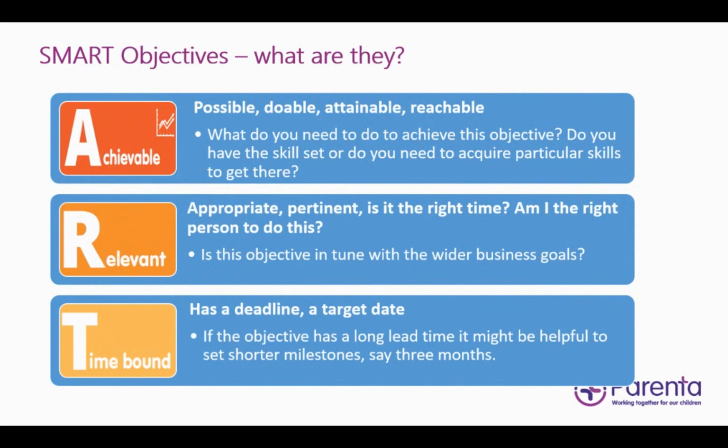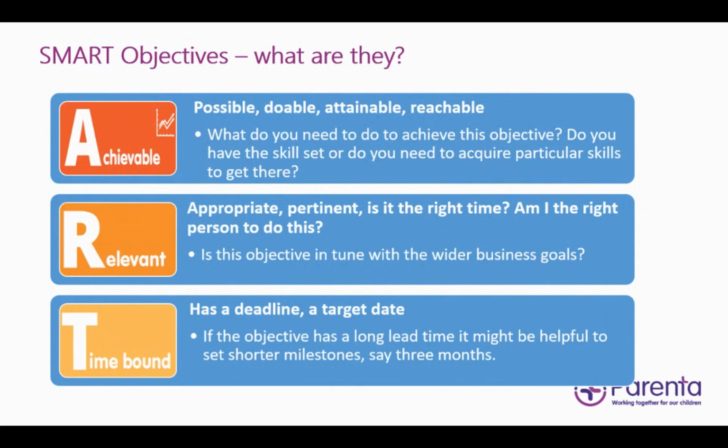So that's achievable. Have we got what it takes to achieve this goal? Do I have the skills? Do I need to study a course? Do I need to get a qualification? Does someone else have the skills? Can I use and learn from them? These are the things to think about in the achievable section.